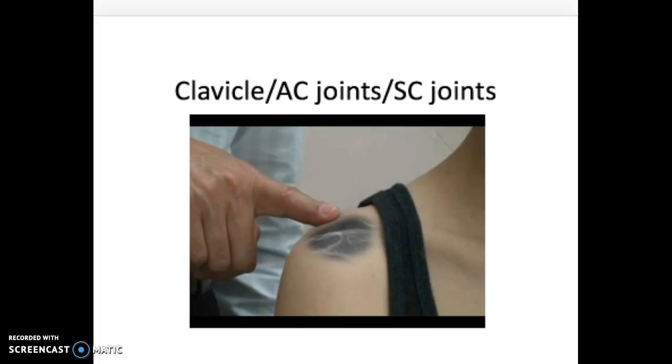Hi guys, today is short and sweet. We're going to talk about the clavicle, AC joints, and the SC joints, acromioclavicular and sternoclavicular. They're pretty straightforward, so not a whole lot to worry about here.